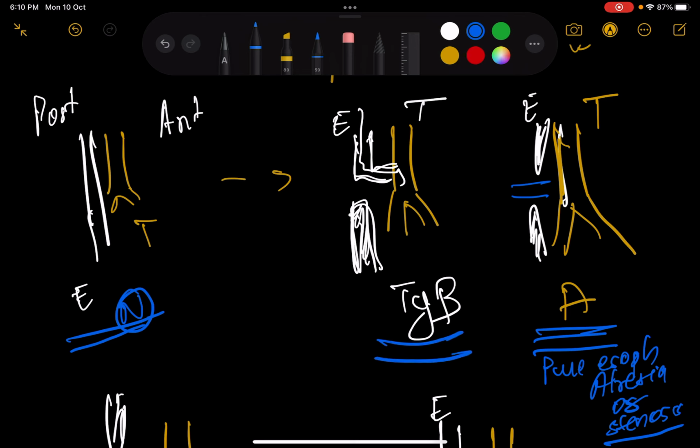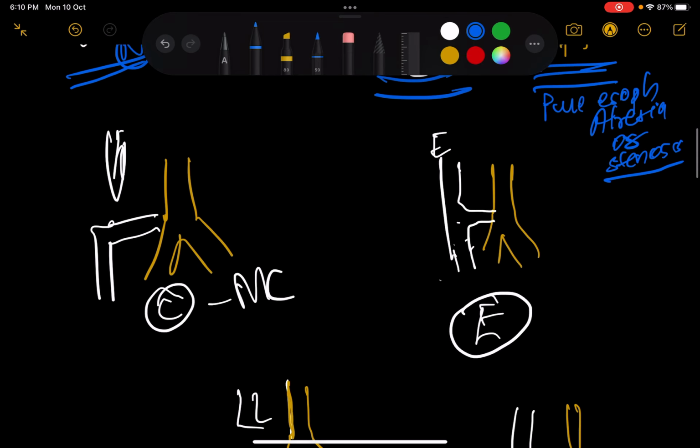Type B is when the upper part of the esophagus is opening into the trachea. So that is the tracheoesophageal fistula with the proximal connection. Type C is the most common one, where the distal part of the esophagus opens into the trachea. This is the type C, which is most commonly seen in the population.